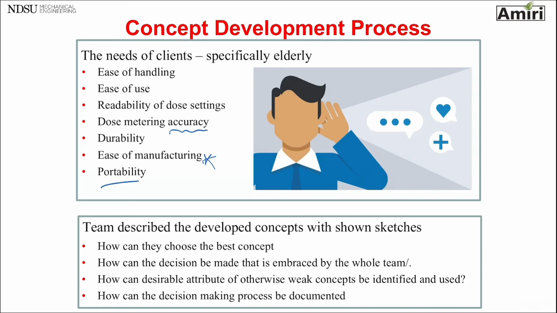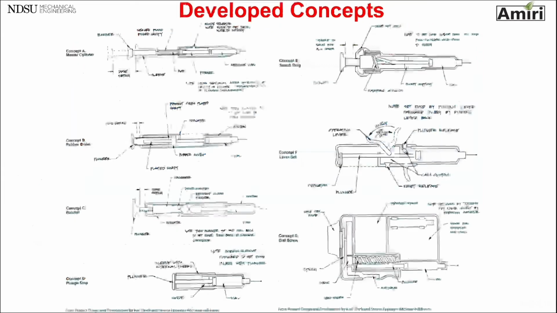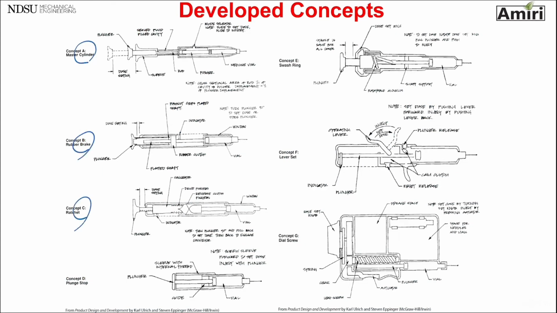So these are the questions that the team had. How can they choose the best concept? And again, remember, this is after concept generation. So they have generated a bunch of concepts that we're going to see. The question is, how can they select between them? So these are the best concepts that they had, and they are identified by letters, A, B, C, D, G, F, and E.